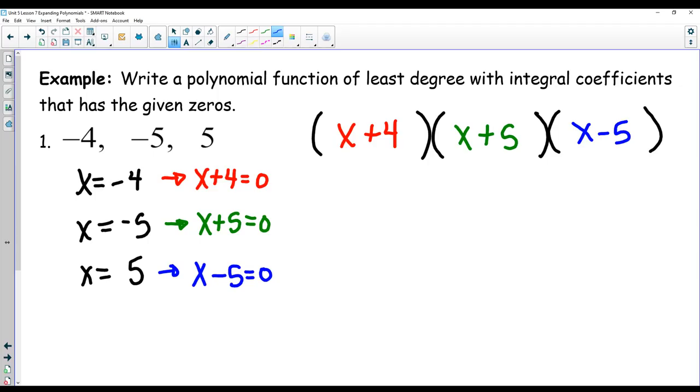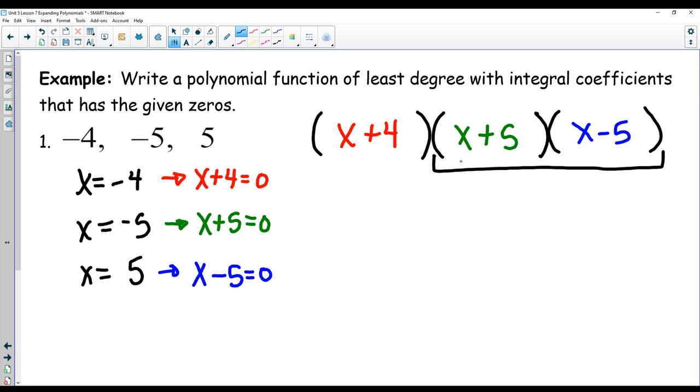We've written all of our zeros as factors, and now we want to distribute. There were no conjugate pairs to consider here. We did not have an i or a square root to work with, so this is very straightforward. Now we have to FOIL stuff out. I would recommend focusing on x plus 5, x minus 5 first. It doesn't matter. You could do x plus 4 and x plus 5 first, and then once you have your trinomial, multiply x minus 5.